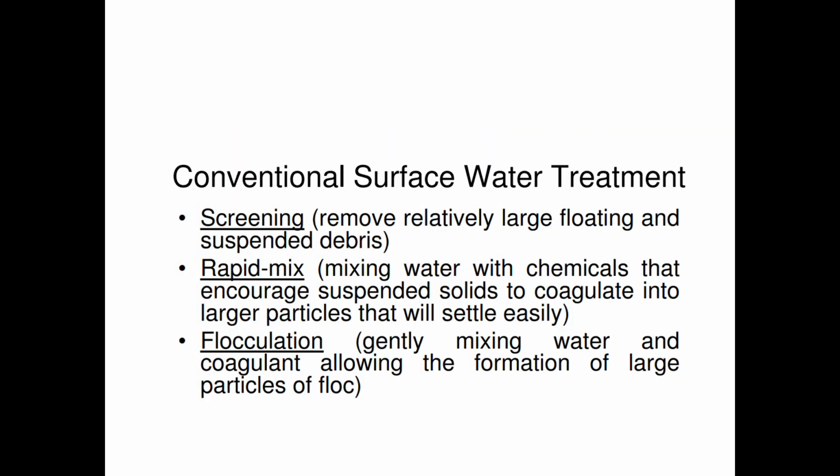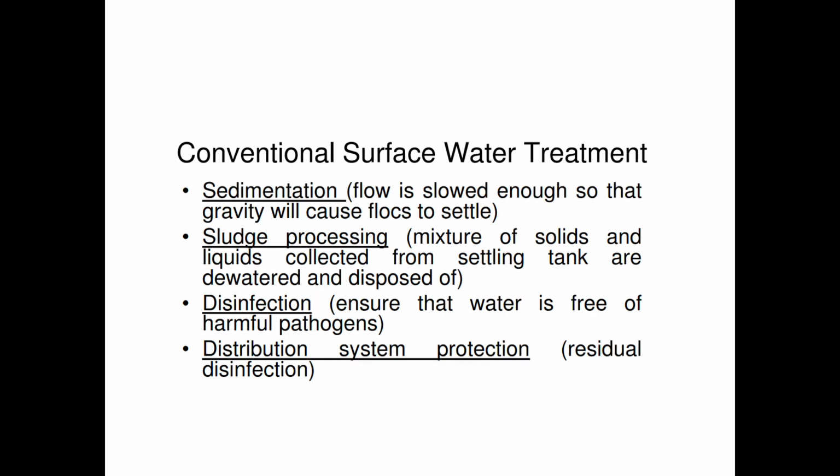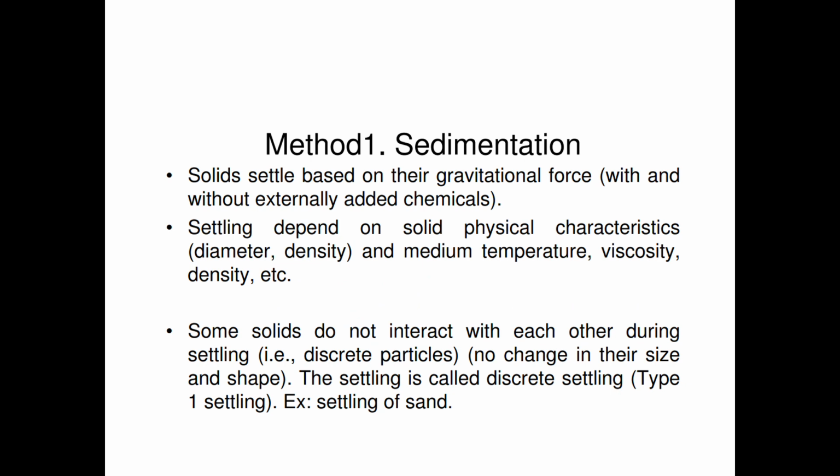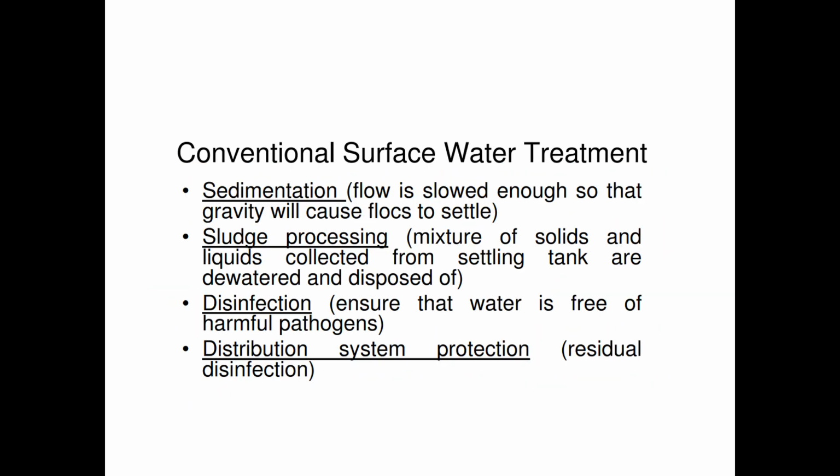Next, conventional or rapid mix flocculation, and sedimentation. Flocculation and also coagulation: in coagulation we add certain chemicals. Normally the particles repel each other because they have certain charges. Now you make the charges neutral, so they come together, and those large pieces we call flocs.